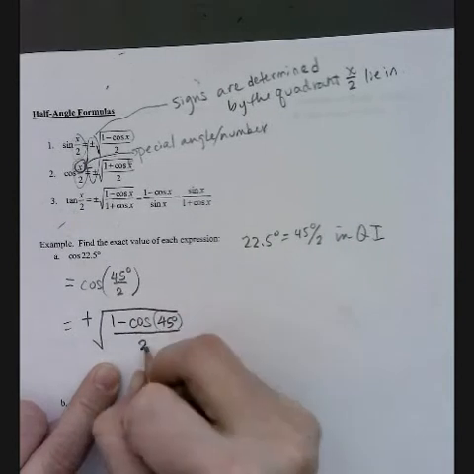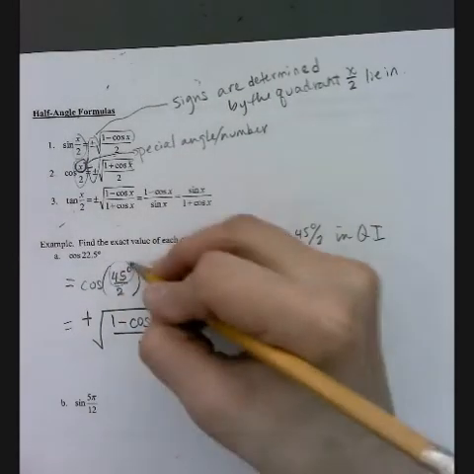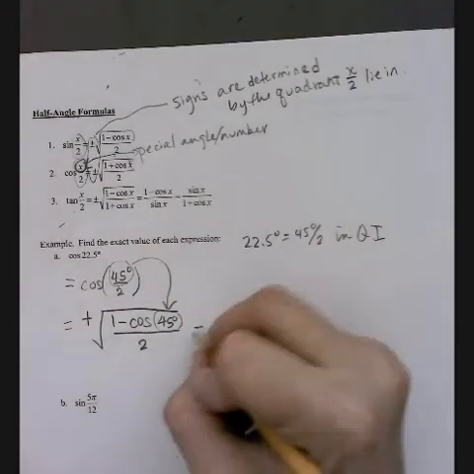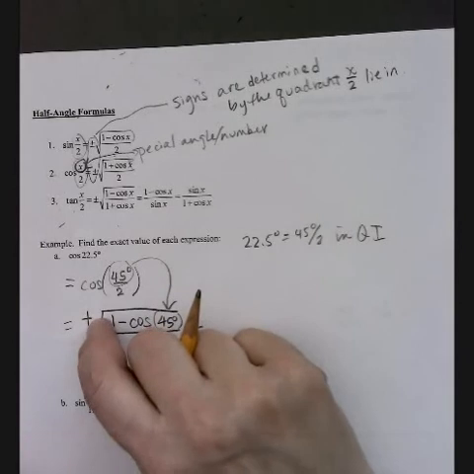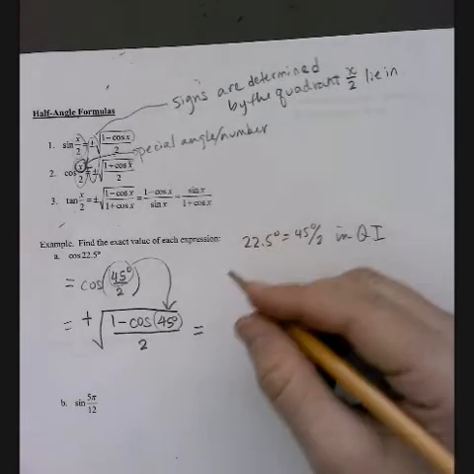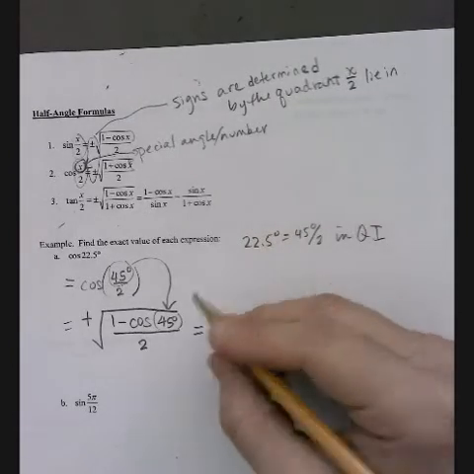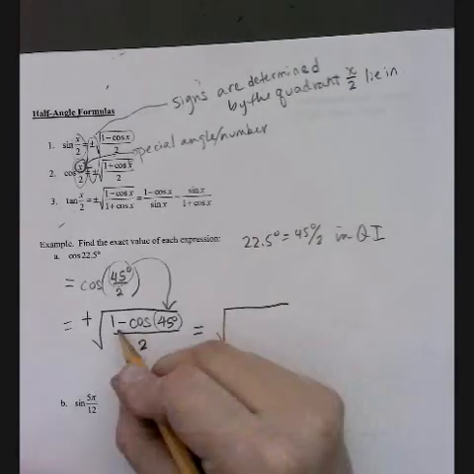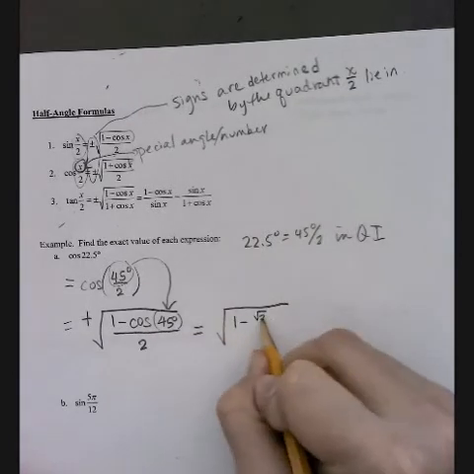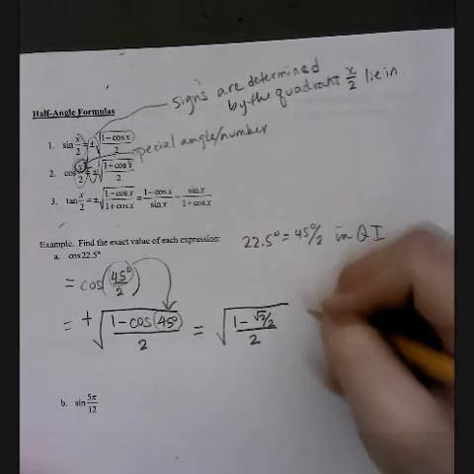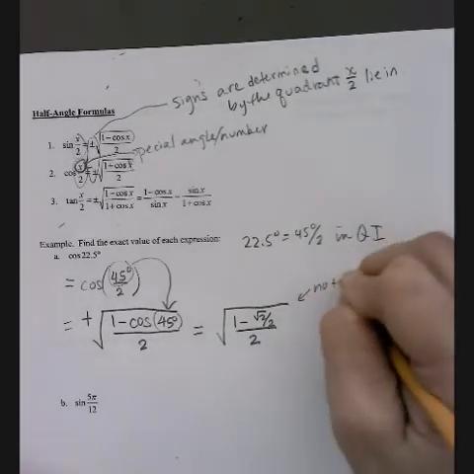So this is 1 minus, so this 45 degrees goes in here. 1 minus cosine of 45 degrees over 2, all under the radical. And again, you would give this the sign. You have to decide whether it's positive or negative. Positive in this case. So now we can drop the plus sign. We don't need to write that down. 1 minus the square root of 2 over 2, divided by 2. That's not simplified, so we need to simplify that.